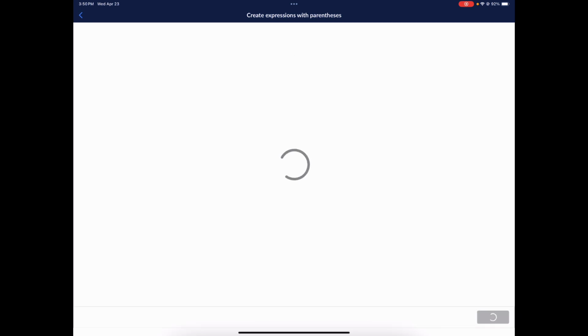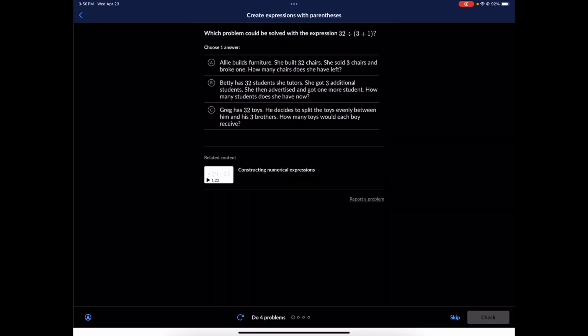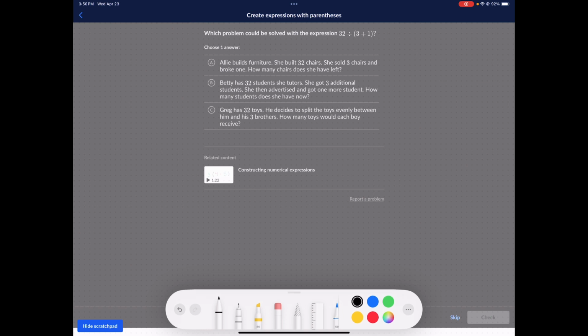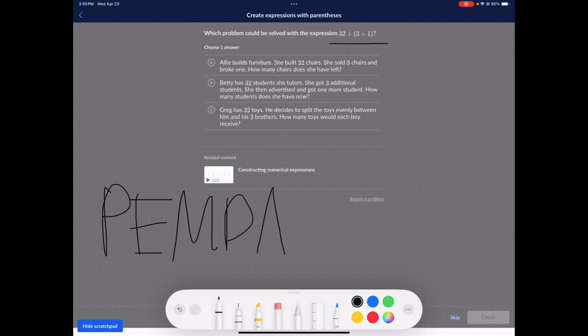Okay, so constructing. Create expressions with parentheses. Which problem could be solved with the expression 32 divided by 3 plus 1? So we are going to use an acronym with this one, since we are given this. Now, I know our answers are going to be words, but I'm just going to teach you something that's a little off topic. We're going to be using what's called PEMDAS, or if you're from the UK, I heard you use, like, Bob does.